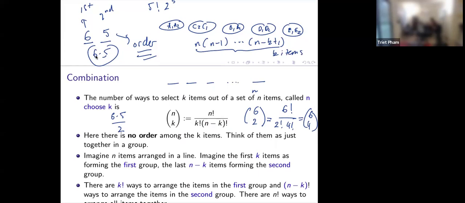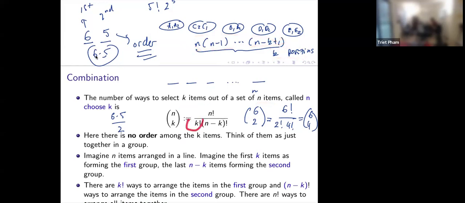Let's call it k positions: position 1, position 2, up to position k. Position 1 has n choices, position 2 has n minus 1 choices, and so forth. So this is exactly the number of ways you can select k items out of a set of n items where order matters. Why? Because I say the first position, second position, etc.